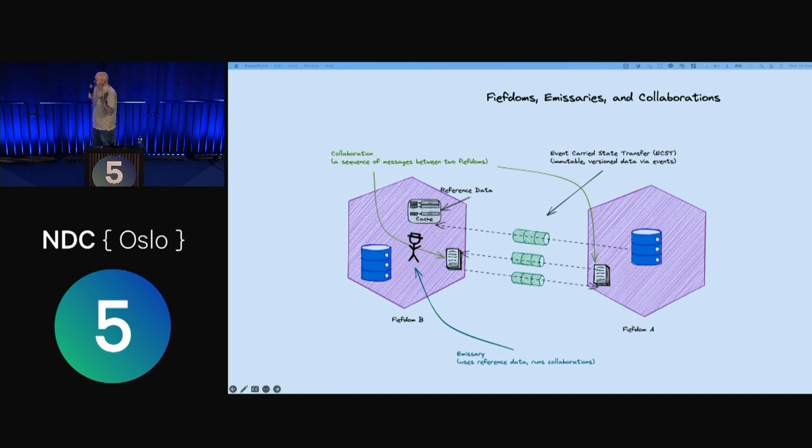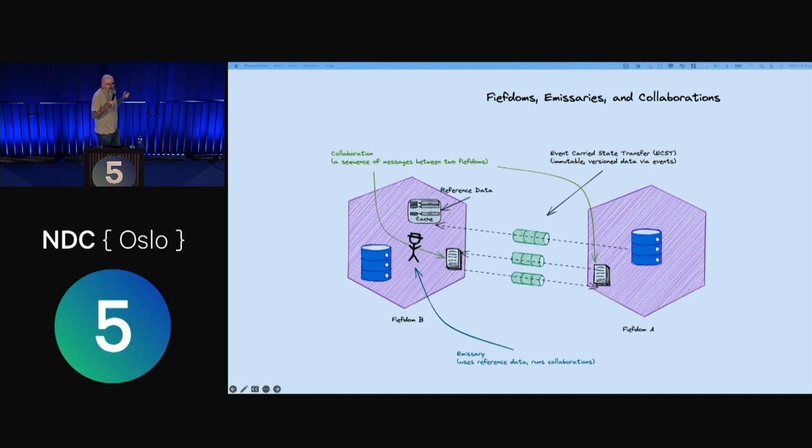And that little stick figure, that's an emissary. So an emissary helps you use the API that is provided by a fiefdom. A really simple example of an emissary is a user interface.